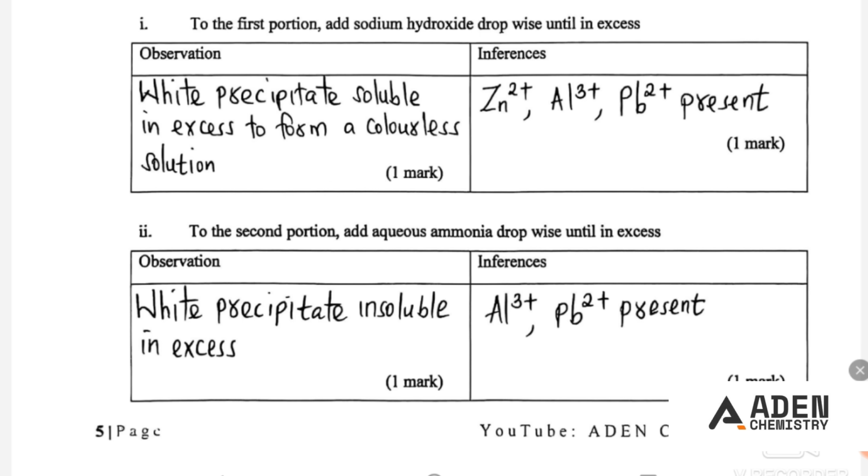Roman 2. To the second portion, we are told to add aqueous ammonia dropwise until in excess. The expected observations are again very many, but what we are predicting will be white precipitate insoluble in excess. If we see this, that means aluminum ion and lead 2 ion are present, because zinc is absent in this case. In case white precipitate soluble in excess to form a colorless solution is formed, we could have said zinc 2 ion present.